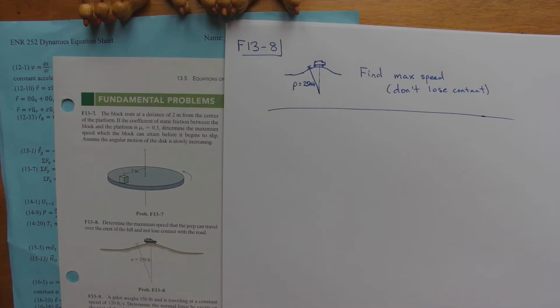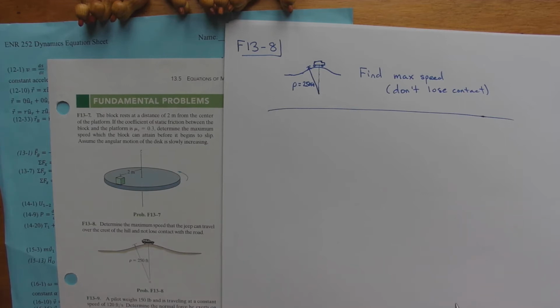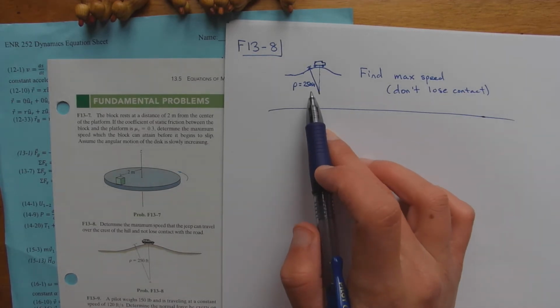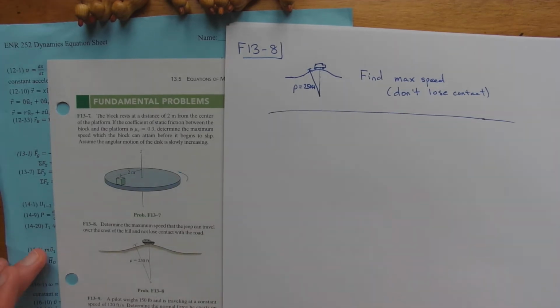This is fundamental problem 8 from chapter 13. We want to determine the maximum speed that the Jeep can travel over the crest of the hill and not lose contact with the road. We have the radius of curvature given to us, so the car is not driving in a full circle like this, but at this point you can model the road going over the hill as part of a circle with a radius of 200 feet.